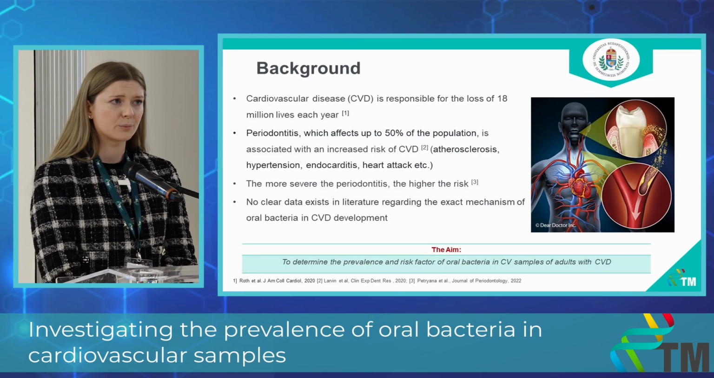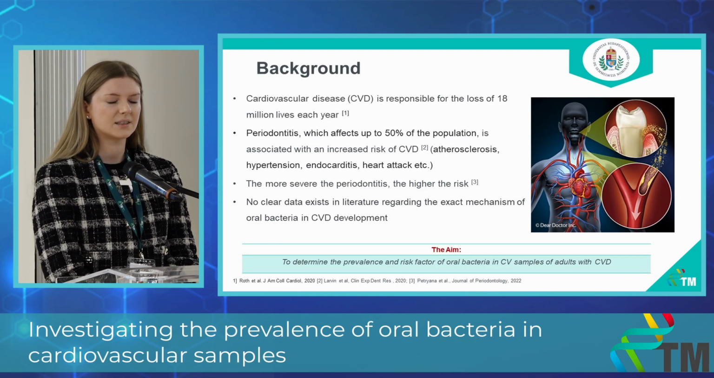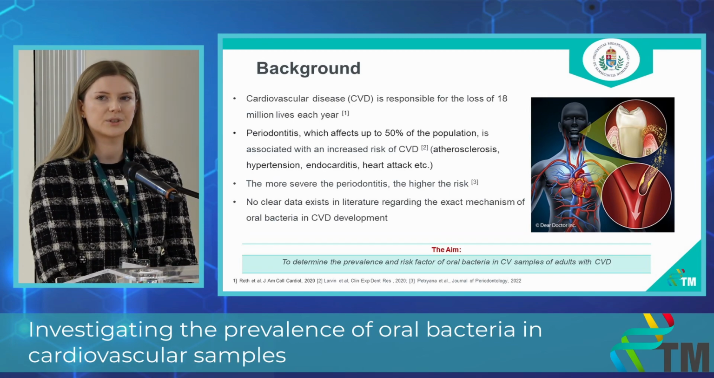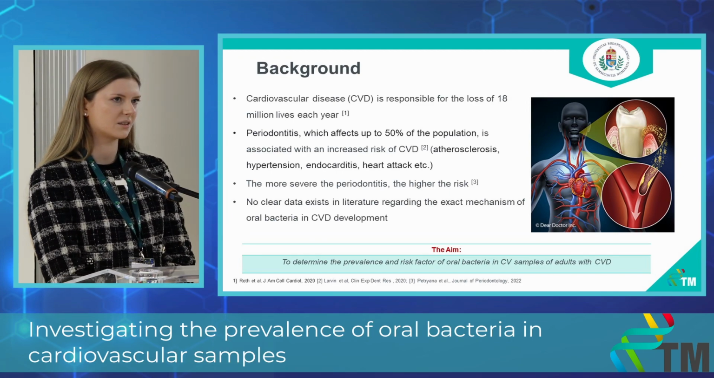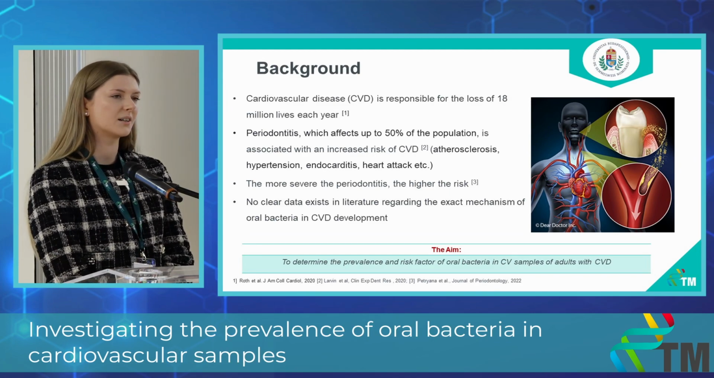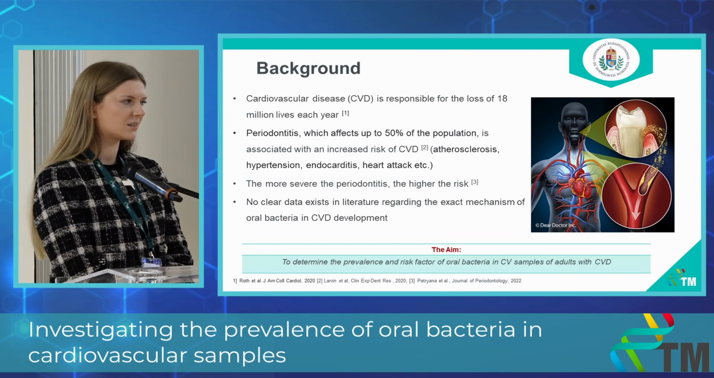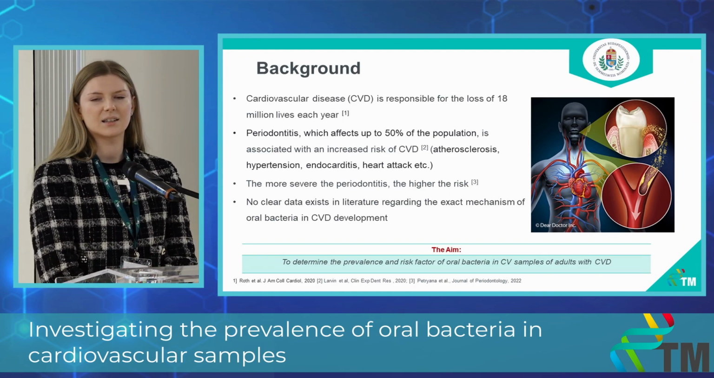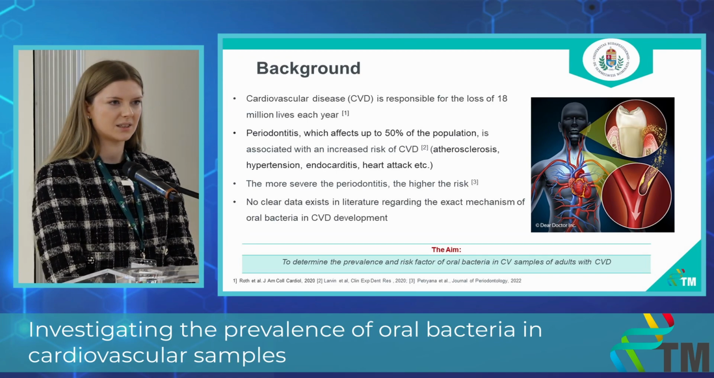So why is my topic important? Because cardiovascular disease is responsible for the loss of 18 million lives each year. Periodontitis, which affects up to 50% of the population, is associated with increased risk of cardiovascular disease, which includes atherosclerosis, hypertension, endocarditis, heart attack. And the more severe the periodontitis, the higher the risk. There's no clear data regarding the exact mechanism of oral bacteria in the development of CVD.